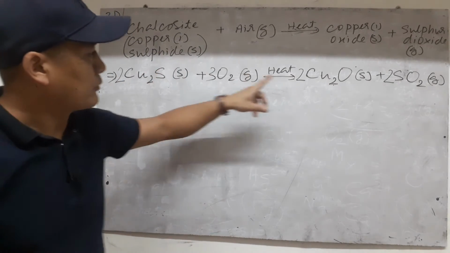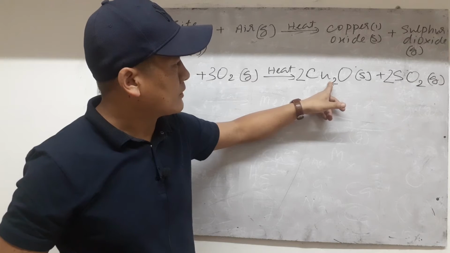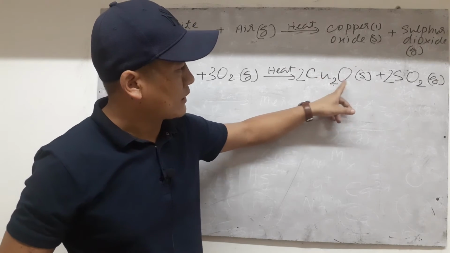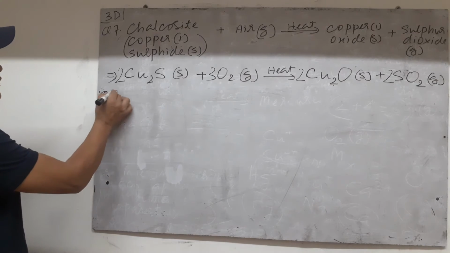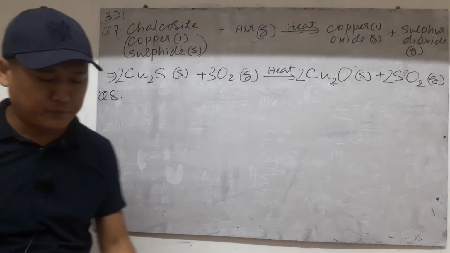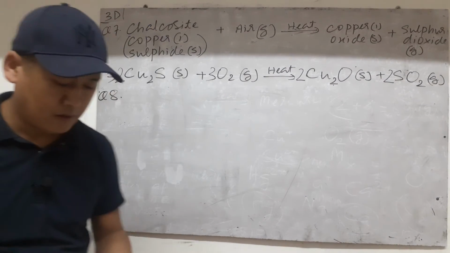Copper 1 oxide, 2 molecules of copper 1 oxide and 2 molecules of sulfur dioxide. From question 8, I won't be writing the question paper anymore. Look into your question paper, I'll read and write the formula.